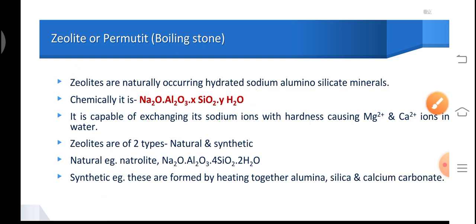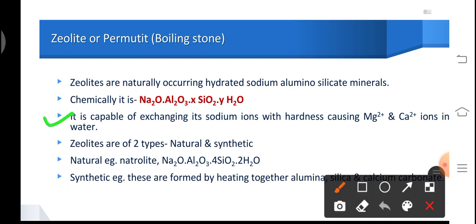Zeolite is capable of exchanging its hardness-causing ions, that is sodium ions, with hardness-causing magnesium and calcium ions in water. So zeolite has the capacity to exchange its sodium reversibly with the hardness-producing ions in water. Zeolites are also known as permutits. In Greek, it means boiling stone. Hence, this process is also known as the permutit and boiling stone process.